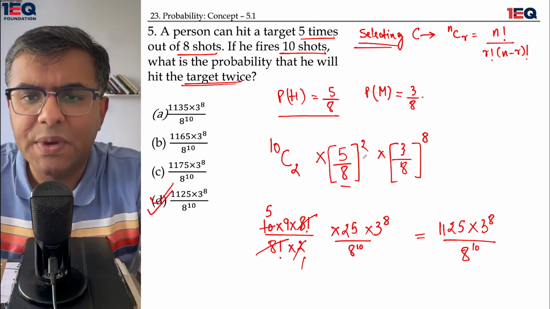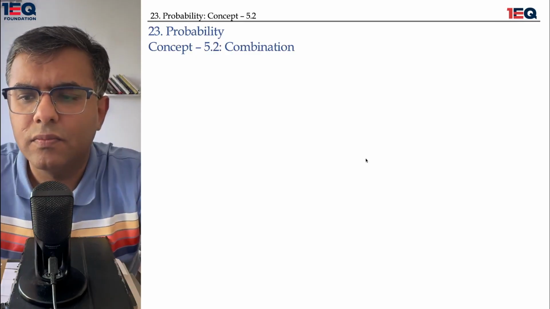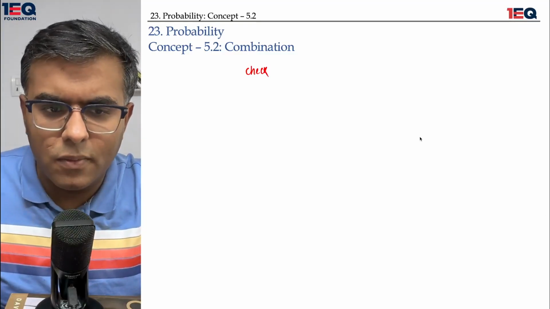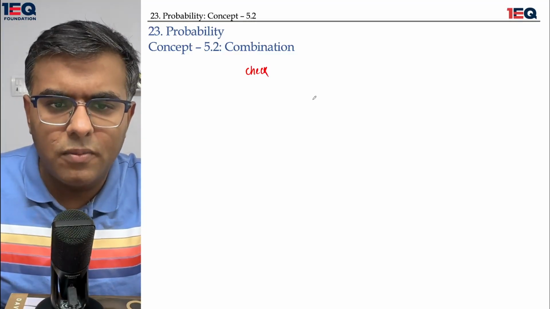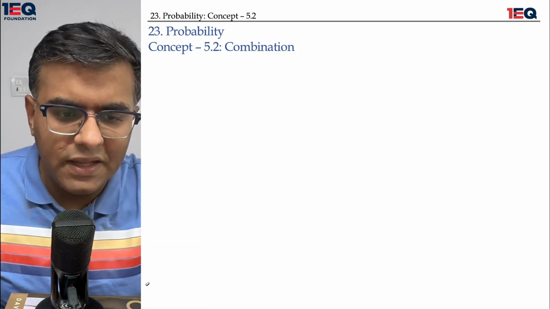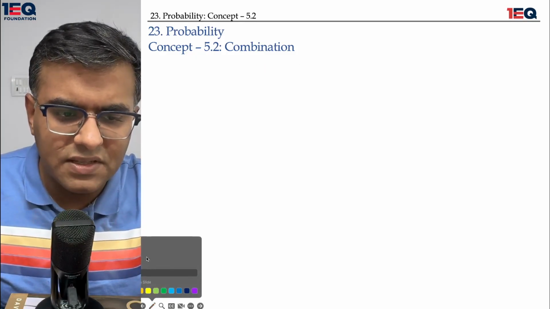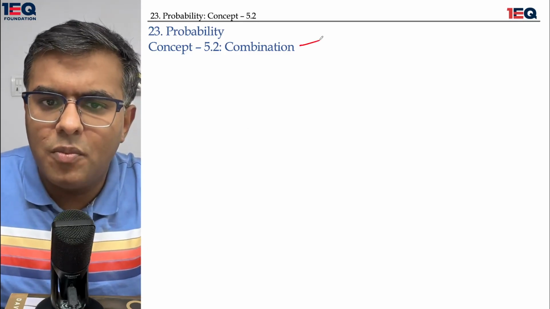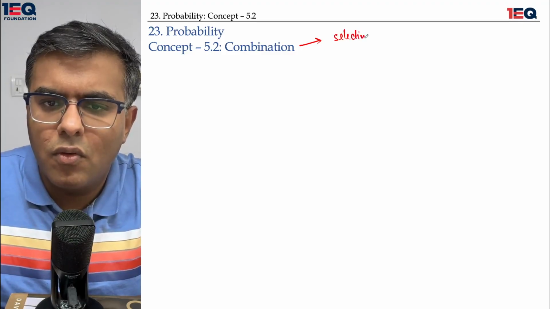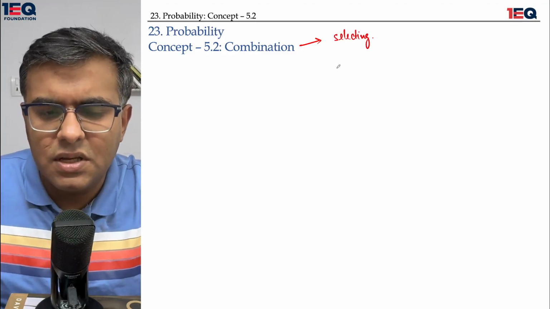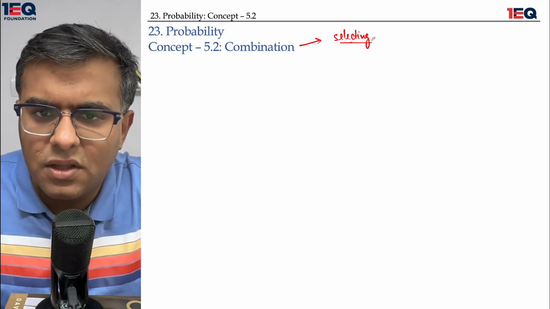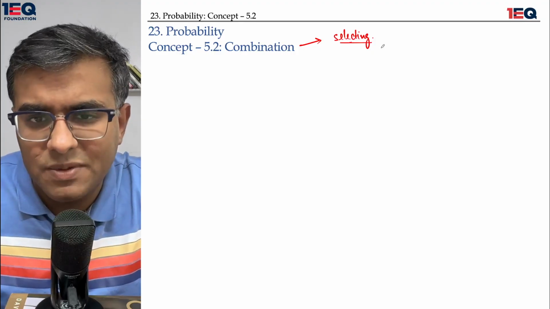Moving to the next question. So we are now going to talk about combinations in probability. What does combination really help us with, and what is the basis on which combinations are used? Combinations are used for selecting certain arrangements. In permutations, there were arrangements that were supposed to be made. In combinations, there would be selecting, there would be selection ways.